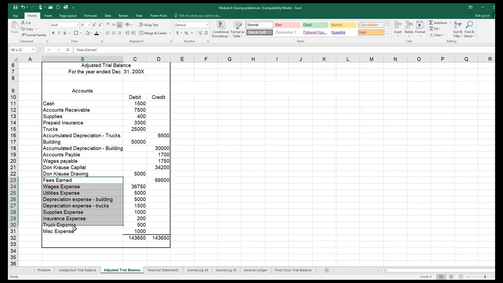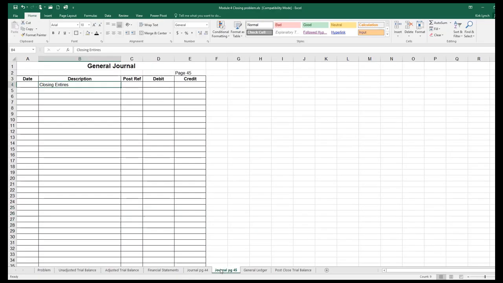So, step one, zero these out. We're going to debit fees earned and credit these expense accounts for their current balances, and there are their current balances. So in my journal, I'm going to debit fees earned as my first entry. The date is the 31st, and we are going to debit fees earned, and we're going to debit it for the balance of the account.